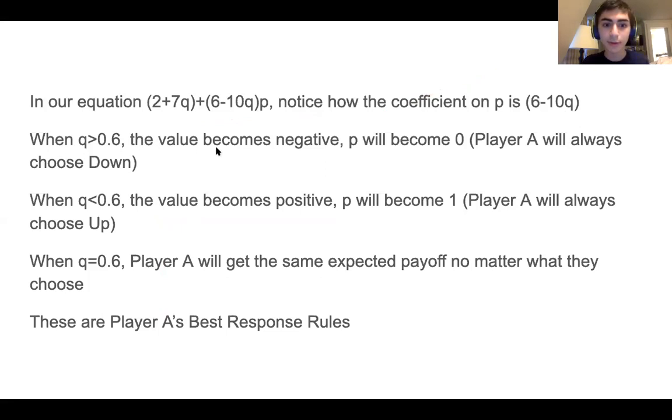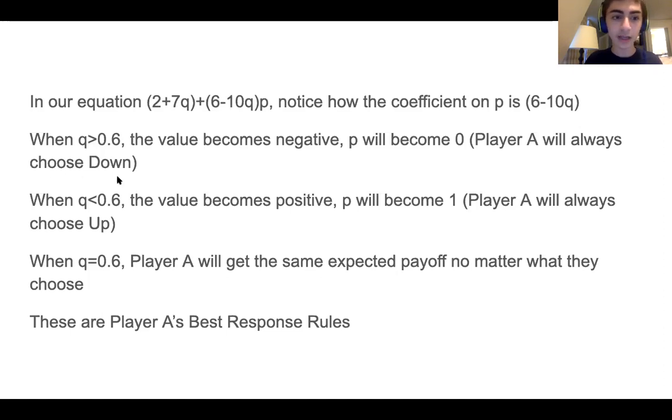When q is greater than 0.6, this value of 6 minus 10q becomes negative, so p will become 0. Player A is always going to choose down if q is greater than 0.6. Let's quickly examine why. If q is greater than 0.6, suddenly this number, 6 minus 10q, becomes negative, so player A is losing payoff. Player A says, no, I don't want to lose any payoff from this section, 2 plus 7q, which they don't actually have any control over. So they simply make p equal to 0.